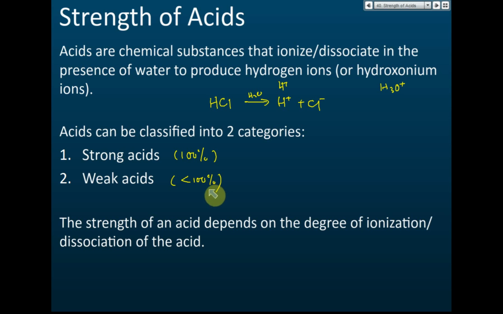A lot of students may think that a strong acid must be very acidic, very concentrated acid. No, that's not the case. As long as the acid can fully ionize, 100% ionize, then it's a strong acid. And weak acid is the acid that just partially ionizes, just maybe 10%, 20%, 30% ionized. That is weak acid.